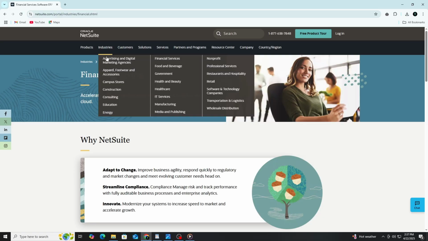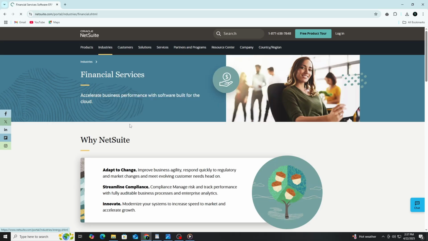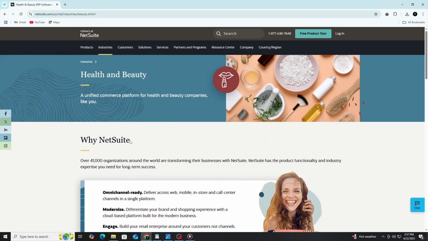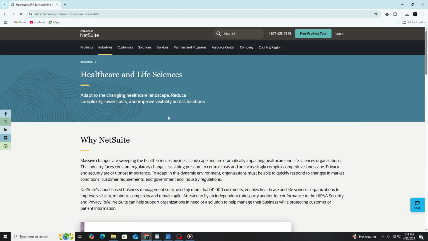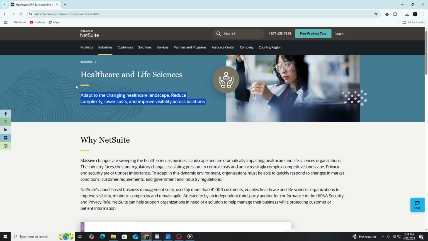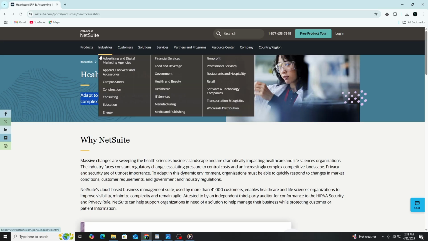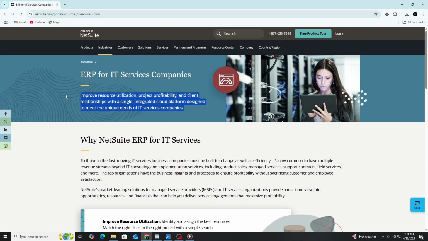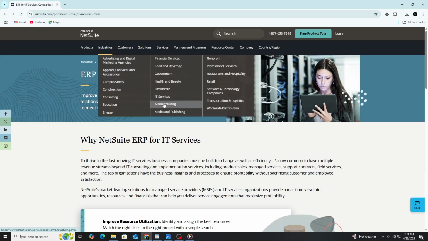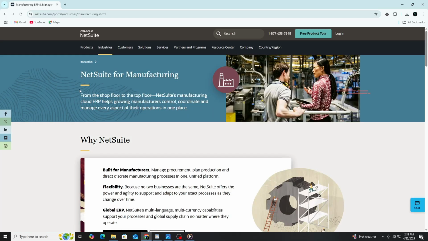In the health and beauty industry, businesses manage product branding, sales, and fulfillment. NetSuite makes it easier to respond to market changes and trends. Healthcare providers, such as clinics and practices, can manage appointments, billing, and inventory of medical supplies. IT services firms benefit from NetSuite's tools for tracking recurring revenue, service contracts, and customer support. Manufacturing businesses use NetSuite for production planning, supply chain management, and inventory tracking. It supports both discrete and process manufacturing.